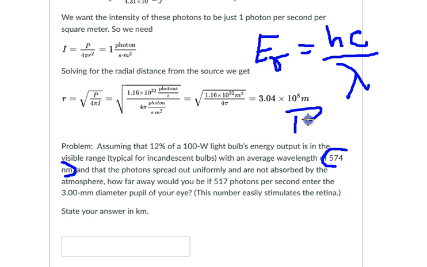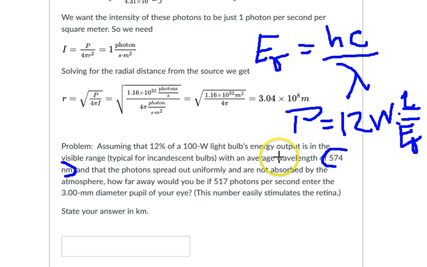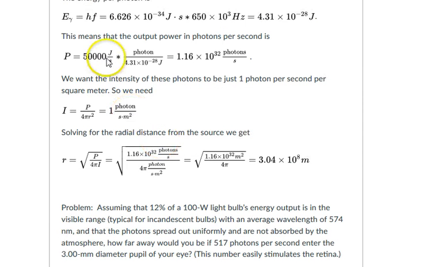And now we've got the power: the power is 12 watts. We're going to multiply that by 1 photon divided by E gamma, and that's going to give us our power in photons per second, just like was done up above. So that's all essentially exactly the same.